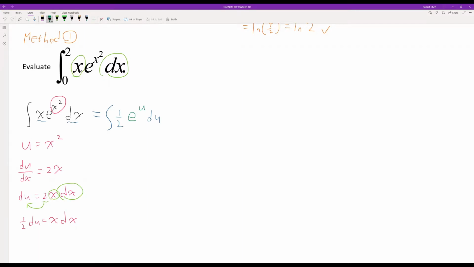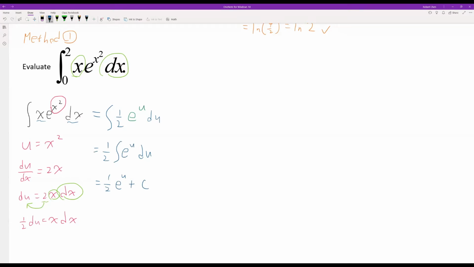If you do u sub correctly, there shouldn't be any x's left. Everything should be in terms of u. Okay, so that looks good, right? And the integration of 1/2 e to the u is very simple. I'm going to put the 1/2 on the outside. Integral of e to the power of u du. And the integration of e to the u is just itself, right? 1/2 e to the u plus c, of course, since it's an indefinite integral.